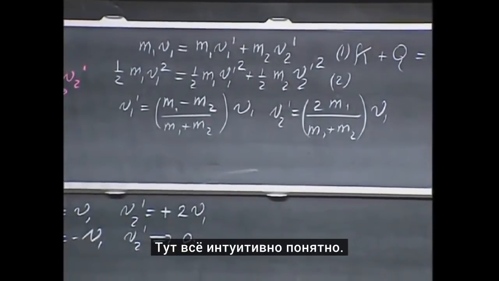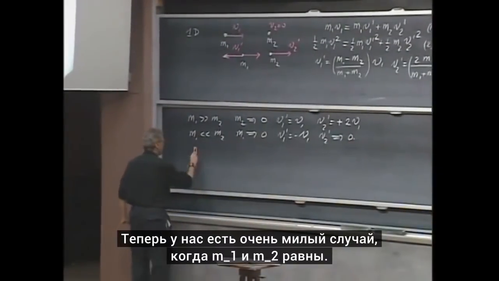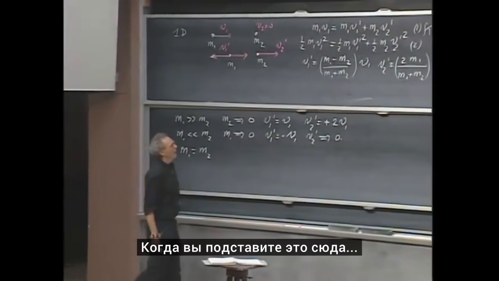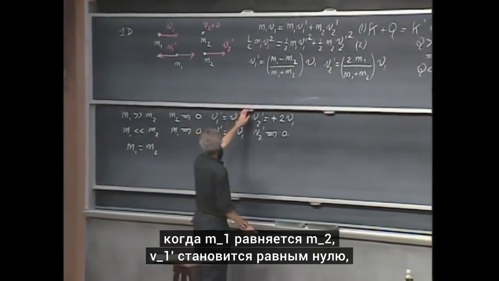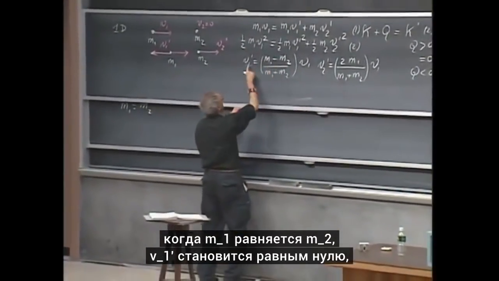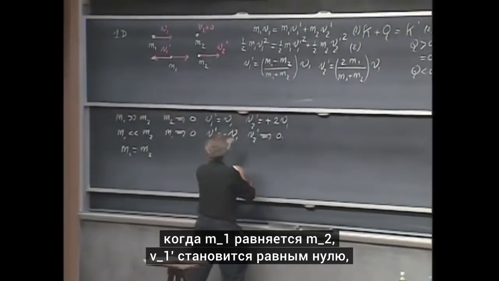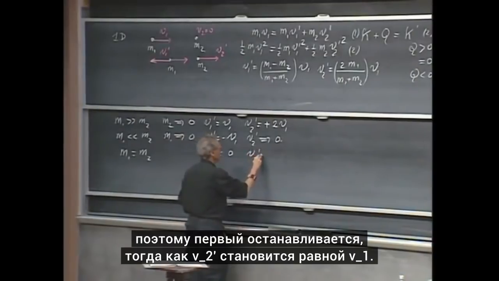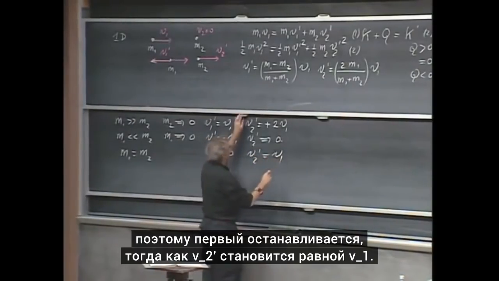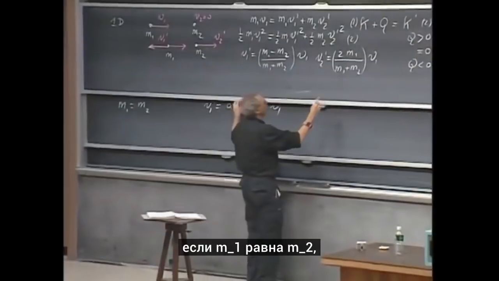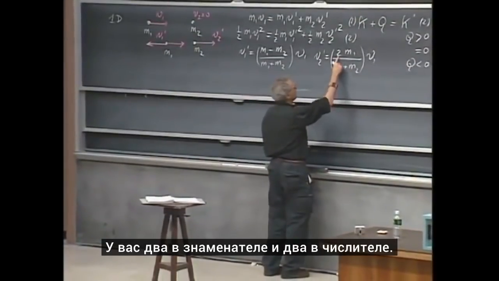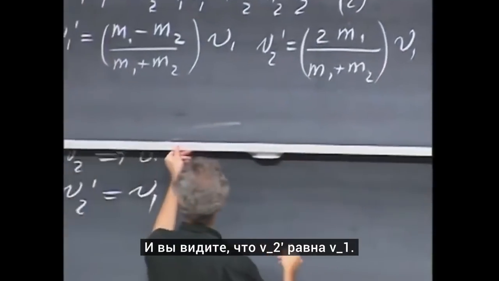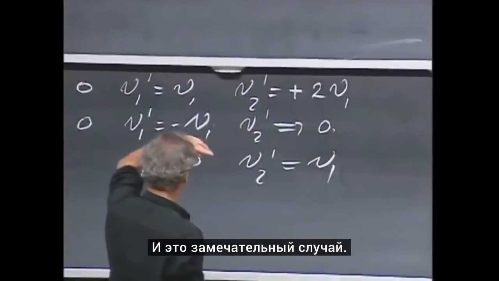So that's very intuitive. And now we have a very cute case that M1 equals M2. And when you substitute that in here, when M1 equals M2, V1 prime becomes 0. So the first one stops, but V2 prime becomes V1. If M1 equals M2, you have 2 downstairs here and 2 upstairs, and you see that V2 prime equals V1. And that is a remarkable case.